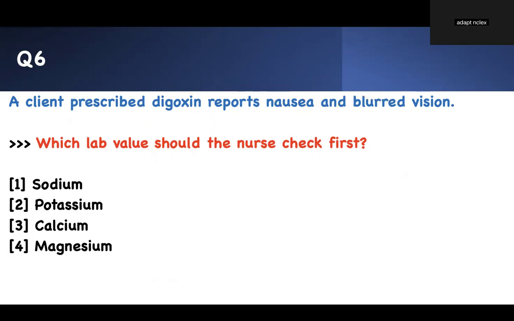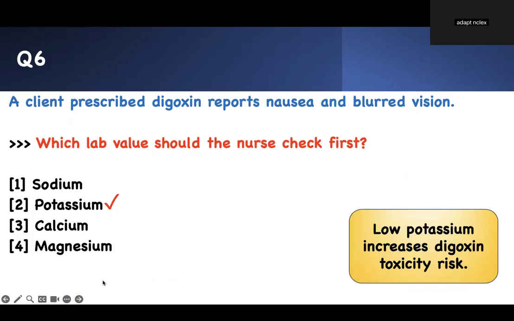Which of these findings causes digoxin toxicity? I can tell you potassium, calcium, and magnesium are all things that you should watch. The right answer is number 2, because potassium is the number 1 cause of digoxin toxicity. These are all bad problems, and therefore be able to recognize that this patient is having digoxin toxicity.